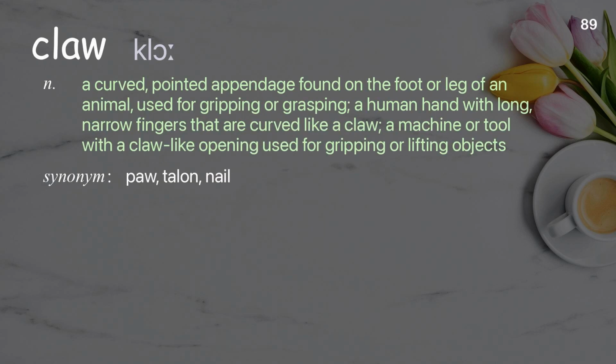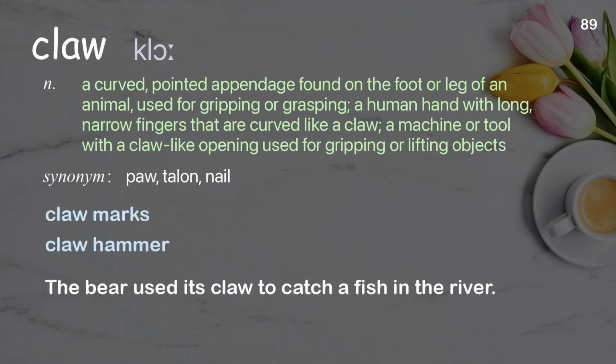Claw. A curved, pointed appendage found on the foot or leg of an animal, used for gripping or grasping. A human hand with long, narrow fingers that are curved like a claw. A machine or tool with a claw-like opening used for gripping or lifting objects. Examples: claw marks. Claw hammer. The bear used its claw to catch a fish in the river.